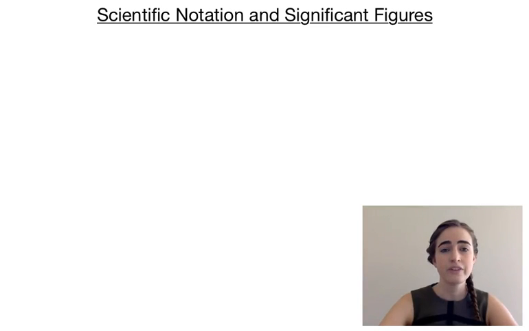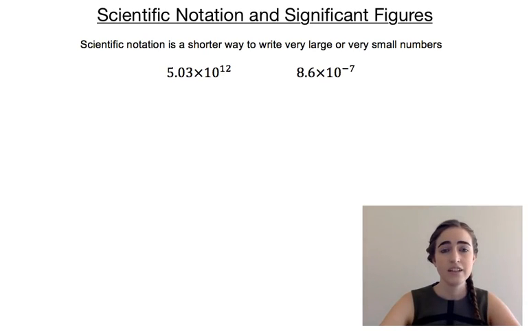In this video, I want to have a look at scientific notation and significant figures. So let's start off with scientific notation. Scientific notation is a shorter way to write very large or very small numbers. So for example, 5.03 times 10 to the power of 12 or 8.6 times 10 to the power of minus 7. So it's always got to be in this form that we've got one number that's not a zero before the decimal place. And then it'll have this times 10 to the power of something at the end.